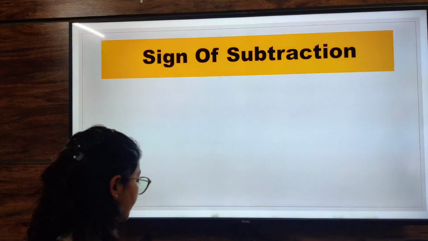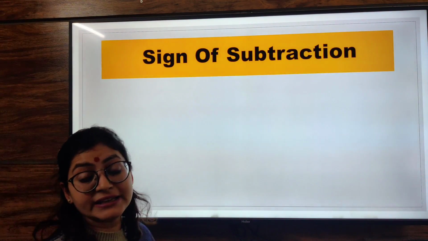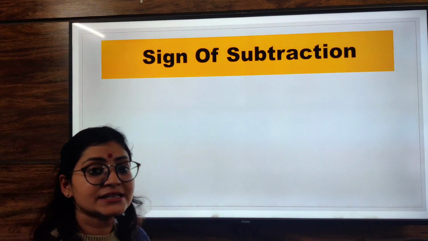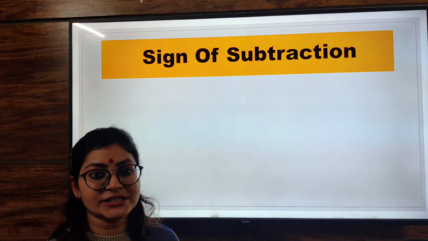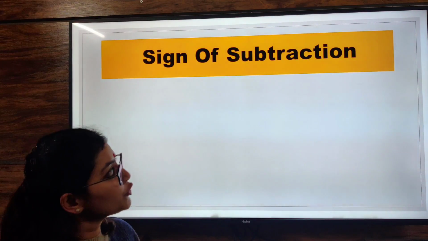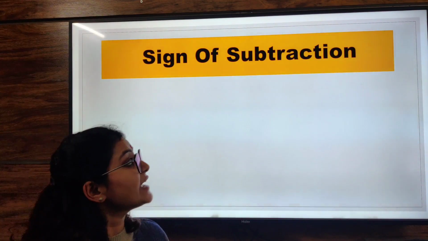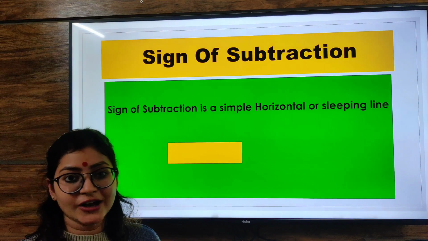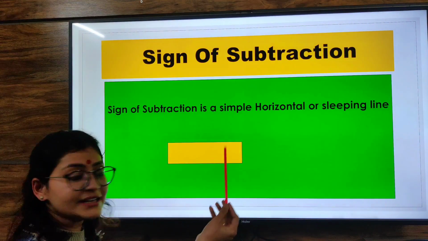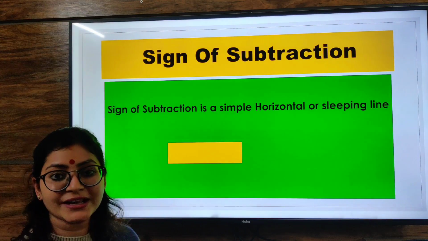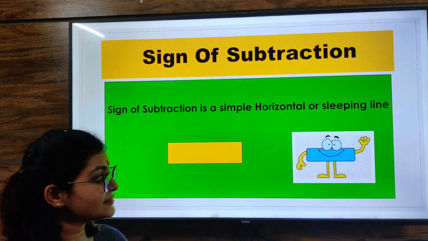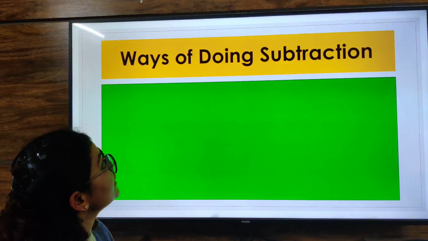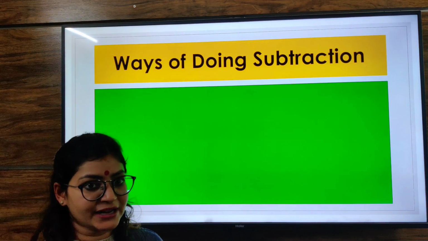When we were doing addition, I told you about the sign of addition, which was one vertical line and one horizontal line. So, I will show you how we make the sign of subtraction. It's a simple horizontal or sleeping line, just like this. This is the sign of subtraction and it is called minus sign. See, the minus sign is waving to you. Hello.